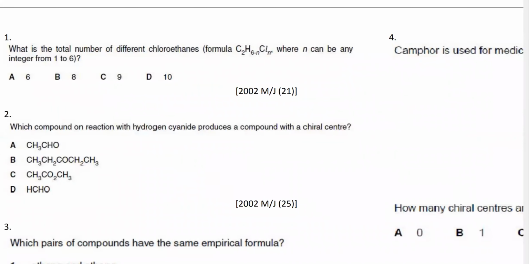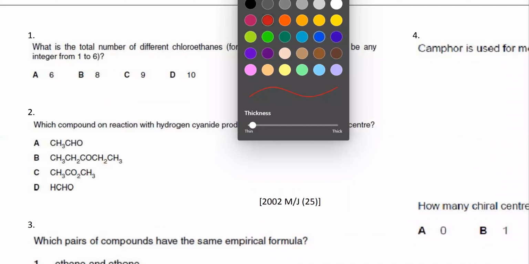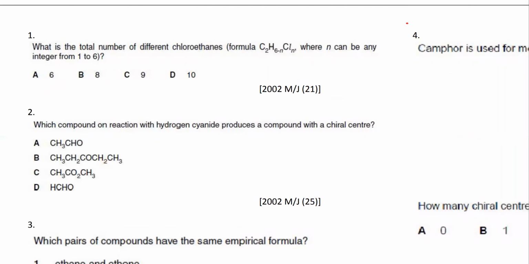Okay, now this would have pretty much all types of isomerism. So the first one is, what is the total number of different chloroethanes where n can be any integer from 1 to 6? So we can try and do that. You have to interpret or comprehend the question properly. It's C2H(6 minus n) and you've got Cl, which is n. Now, he's saying n could be any number from 1 to 6.